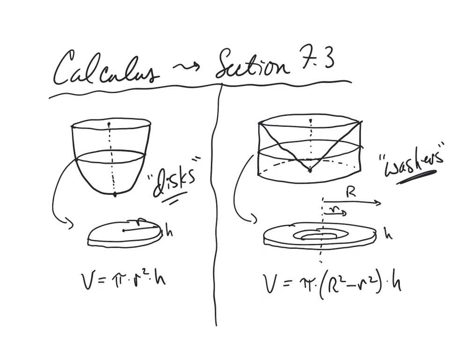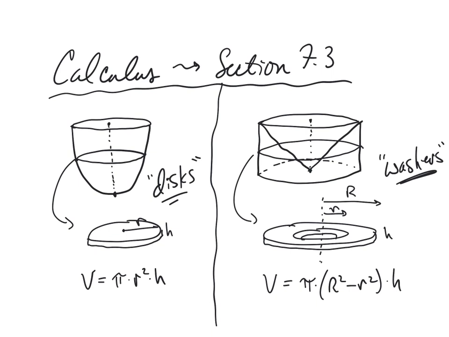All right, welcome back to Calculus. Today we're going to get ourselves started on section 3. And what we're going to continue to do is find volumes of solid three-dimensional shapes using the process of rotation.